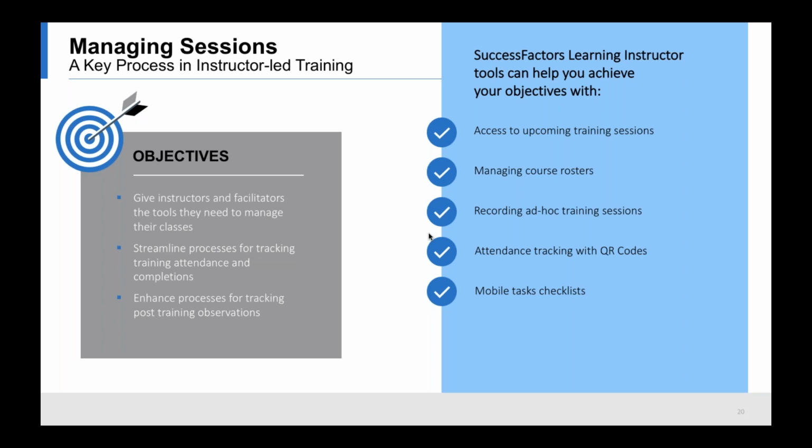And then also enhancing the process for tracking post-training observations. So again, this is where we're looking at using that mobile task checklist functionality to validate that someone has learned the processes needed from training, just as a follow-up assessment tool, which is, again, another way to help streamline and manage your training processes and measure effectiveness to see that everything is working out as well.